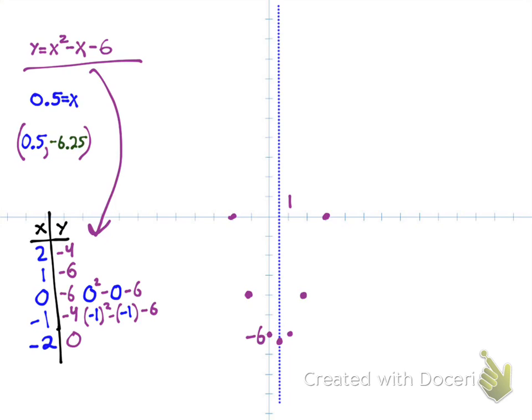Then it's just a matter of connecting the points. That is how you sketch a parabola from an equation.